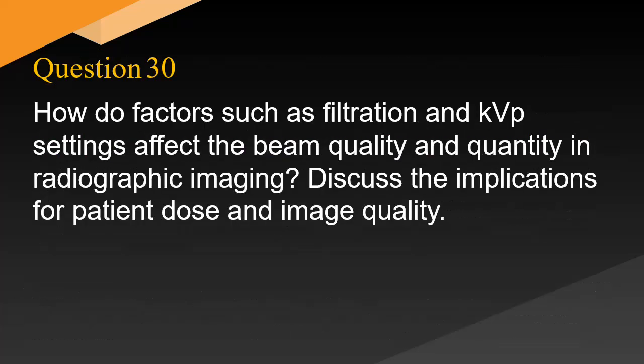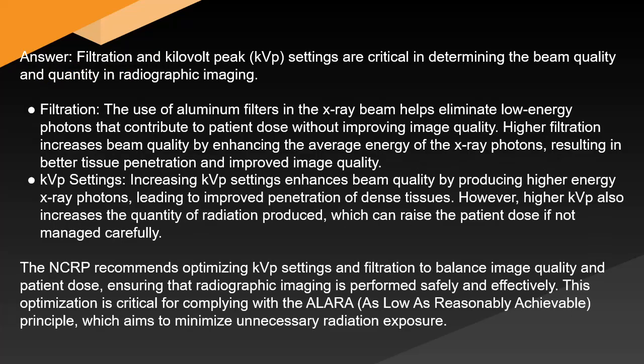How do factors such as filtration and KVP settings affect the beam quality and quantity in radiographic imaging? Discuss the implications for patient dose and image quality. Answer: filtration and kilovolt peak (KVP) settings are critical in determining the beam quality and quantity in radiographic imaging. Filtration. The use of aluminum filters in the X-ray beam helps eliminate low-energy photons that contribute to patient dose without improving image quality. Higher filtration increases beam quality by enhancing the average energy of the X-ray photons, resulting in better tissue penetration and improved image quality.